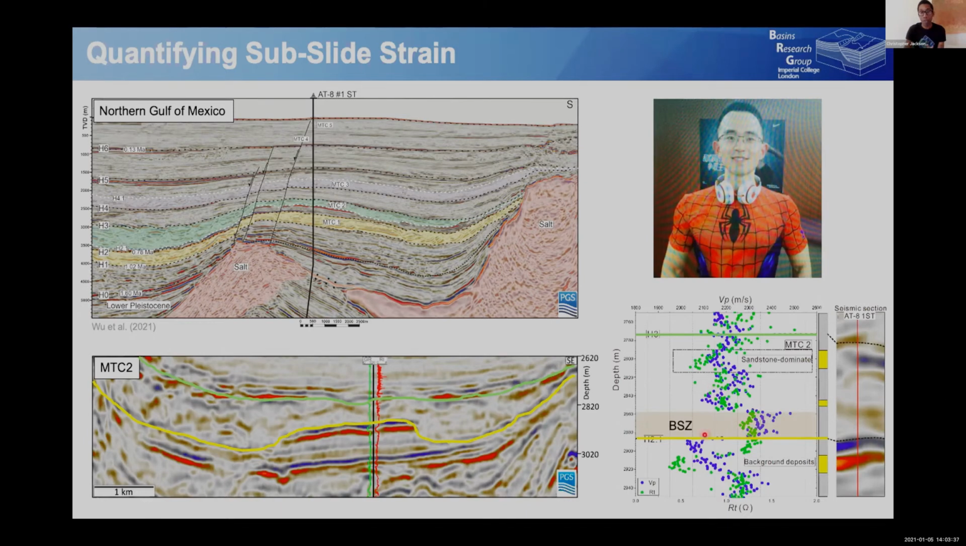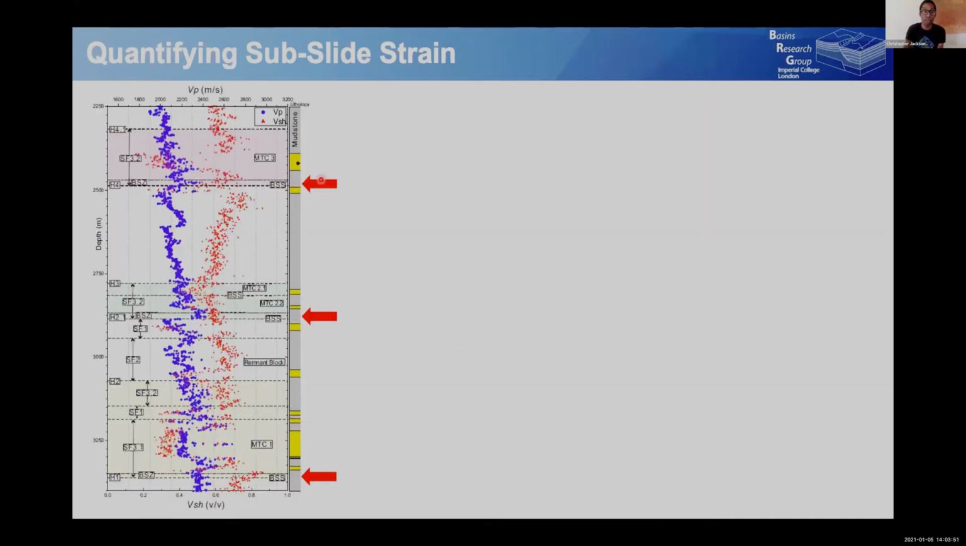So that's what we've interpreted as being this basal shear zone, not a discrete surface, although seismically that's what we think there is. There's actually probably a zone of enhanced shear, or well, let me back out. There's a zone of distinct physical properties.